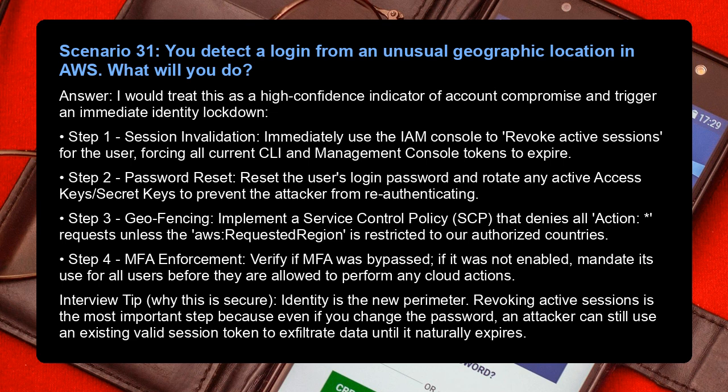Interview tip: why this is secure. Identity is the new perimeter. Revoking active sessions is the most important step, because even if you change the password, an attacker can still use an existing valid session token to exfiltrate data until it naturally expires.